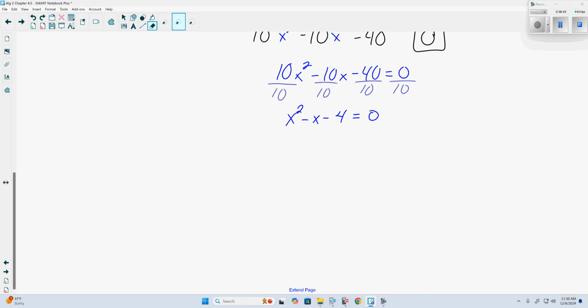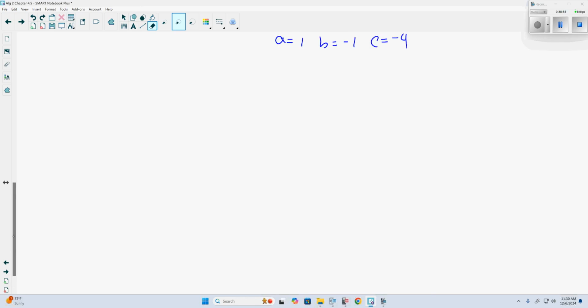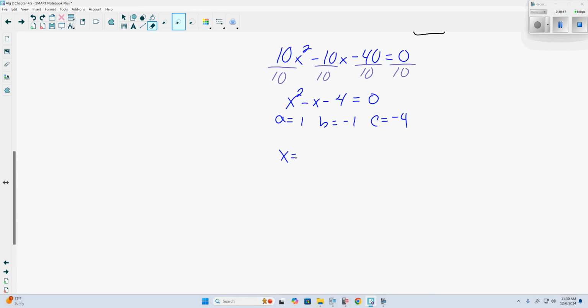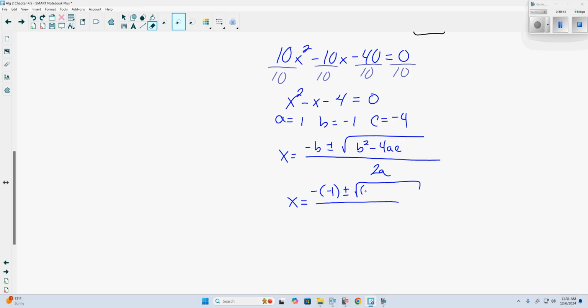Our value for a is 1, b is -1, c is -4. And when we plug this into the quadratic formula, x is equal to -b plus or minus the square root of b squared minus 4ac all over 2a. We have -(-1) plus or minus the square root of (-1) squared minus 4 times a times c, all over 2a.